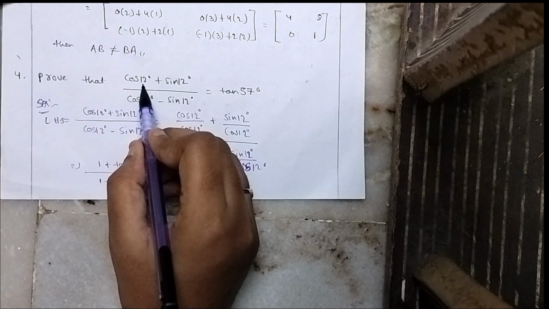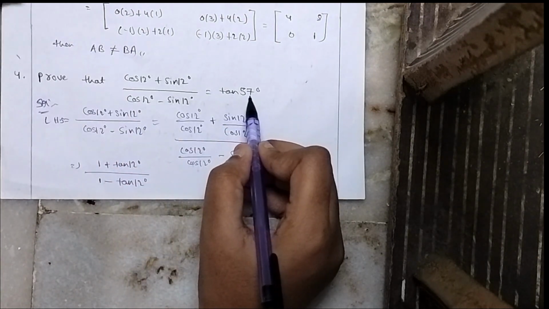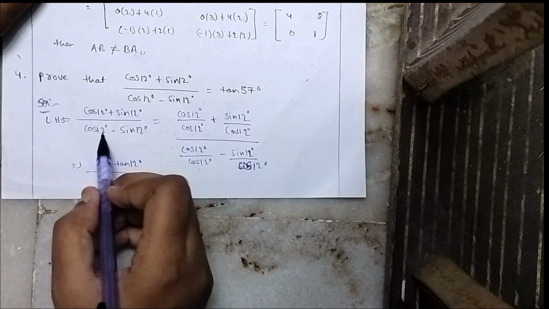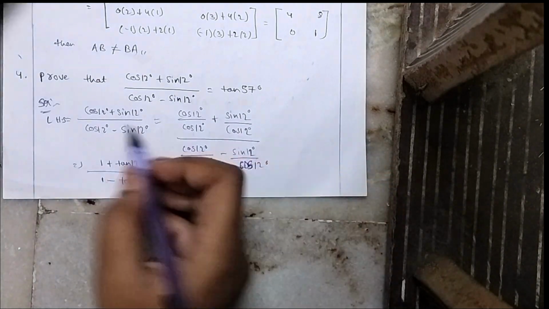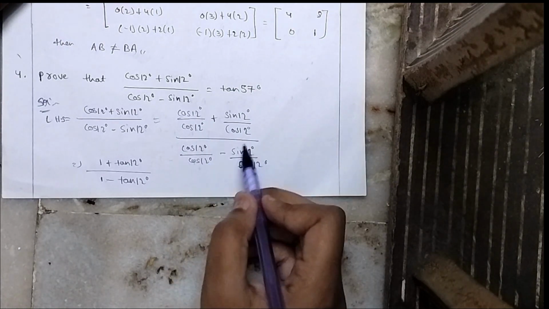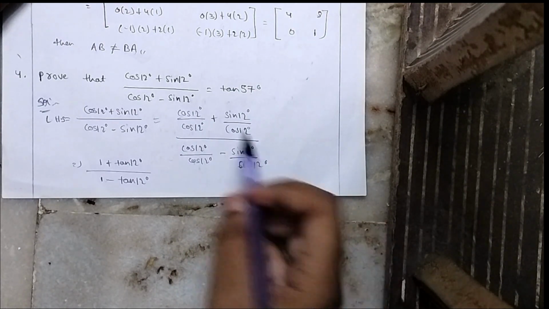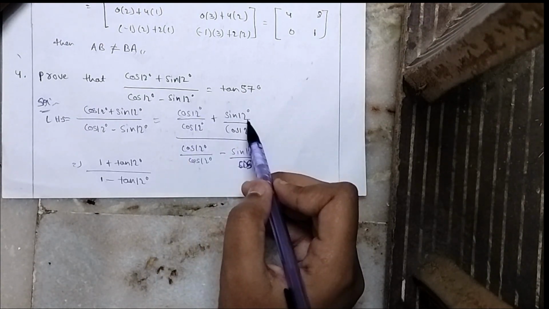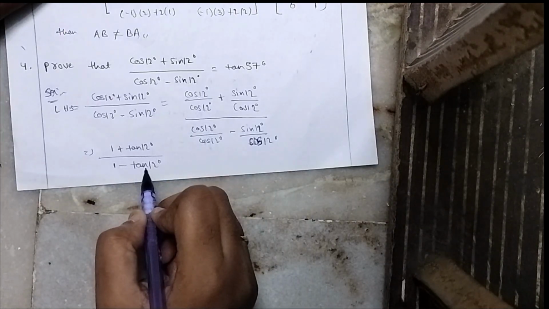Prove that (cos 12° + sin 12°)/(cos 12° - sin 12°) is equal to tan 57°. So taking LHS, (cos 12 + sin 12)/(cos 12 - sin 12), dividing by cos 12 in numerator and denominator. We know that sin theta by cos theta equals tan theta. So we get (1 + tan 12)/(1 - tan 12).